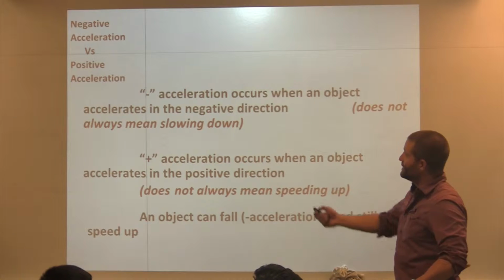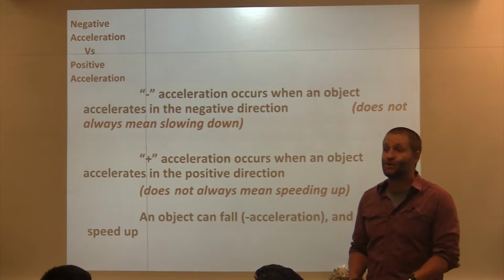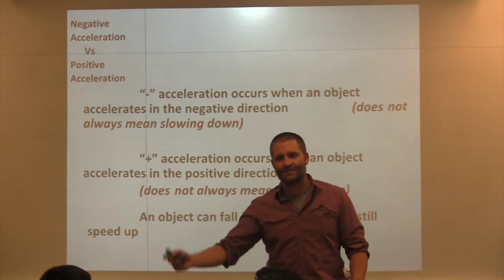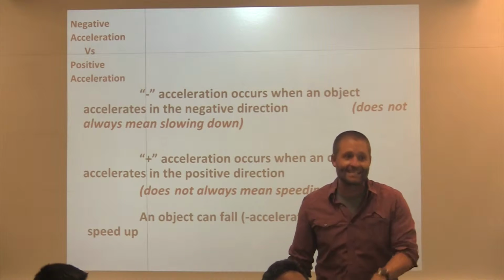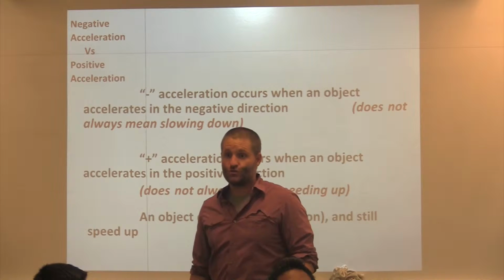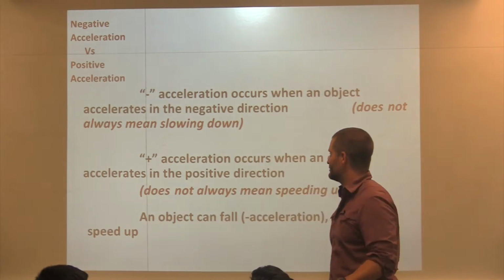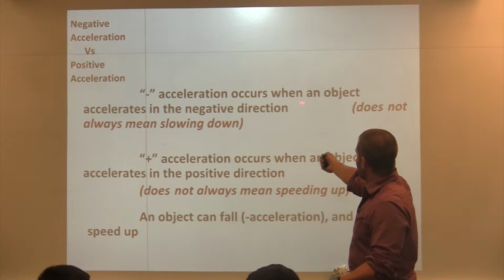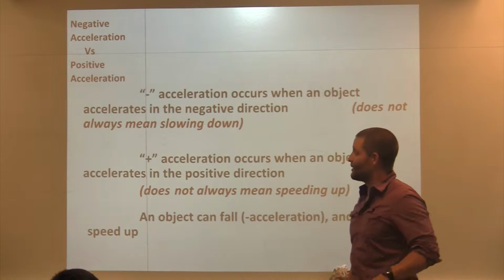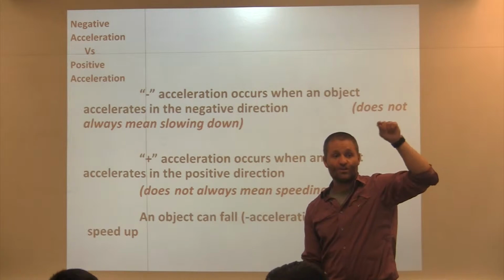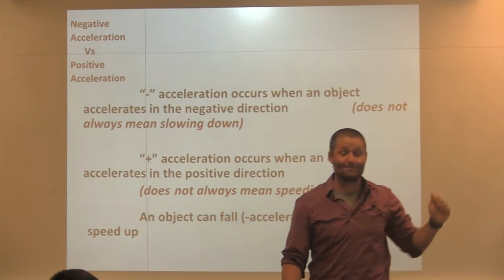Now, this is a little confusing. There's negative acceleration, there's positive acceleration. A lot of you have heard the term deceleration. We're not going to use that in physics. It's either positive acceleration or negative acceleration. Deceleration is a synonym for negative acceleration, however, we're going to use the term negative. It occurs when an object accelerates in a negative direction. It does not always mean slowing down. How could I have a negative acceleration but be speeding up?